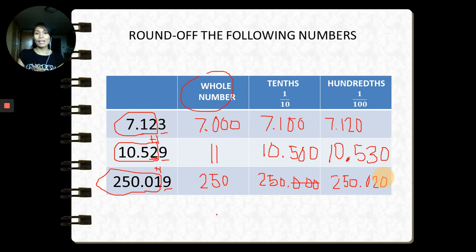So that's how to round off numbers. Easy, right? It's almost the same with the whole numbers. Okay, but with the decimals, after the decimal point, if the numbers after the digits are 0, you can just remove the 0. Okay.